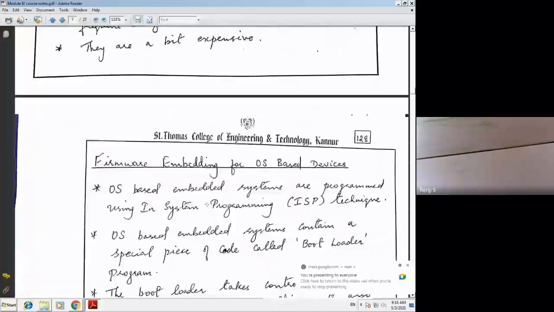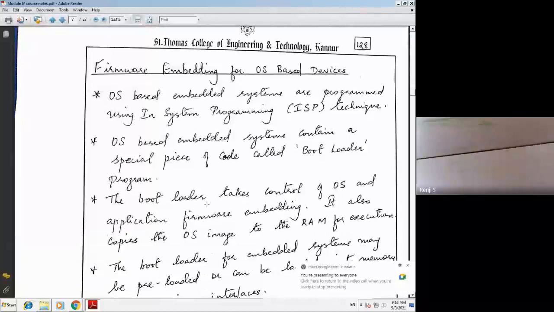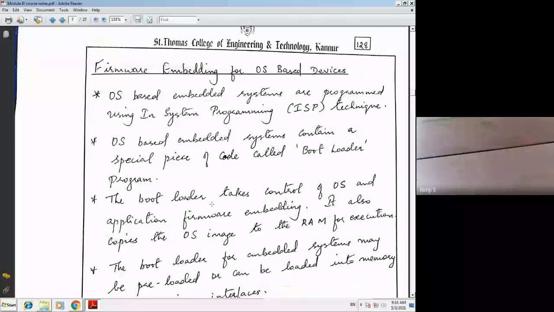Now next, we are going to the technique for embedding firmware into OS based devices. It is based on a program called the bootloader program. Even in our PC, we have a bootstrap loader which loads the OS into memory. The same process applies here: the bootloader will load the program in OS-based embedded systems. The OS-based embedded systems are programmed using the ISP technique only. ISP is in system programming.